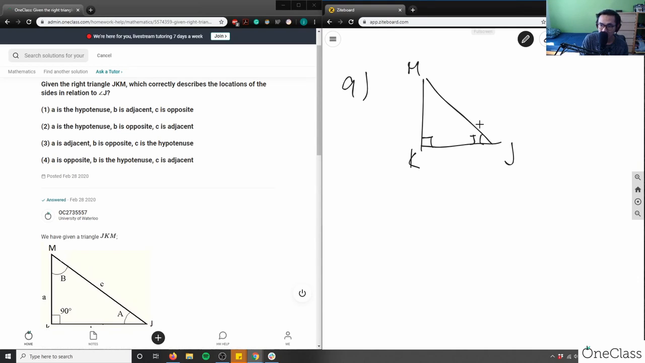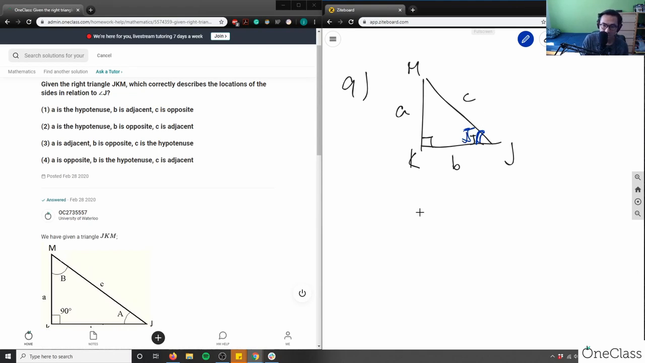So this here is J, right? And then this here is A, B, and C. So I need to know what is the hypotenuse, what is the adjacent, and what is the opposite according to J, right? According to this angle, I care about J, this angle here. Okay, so according to J, what are my things?